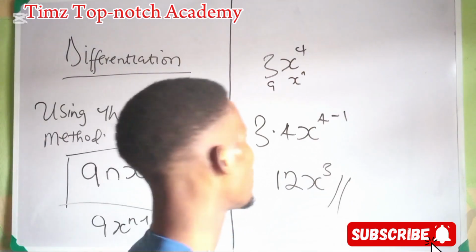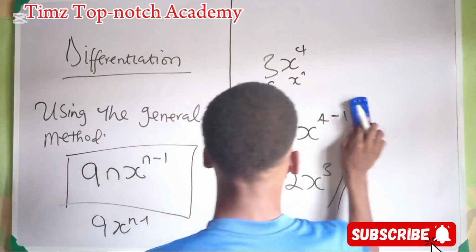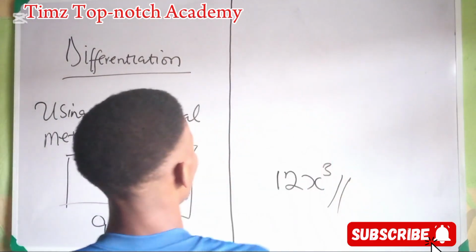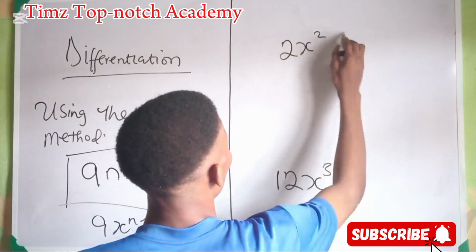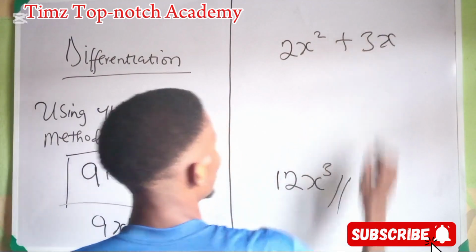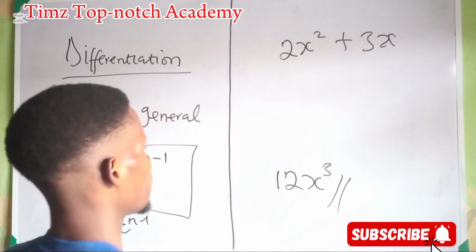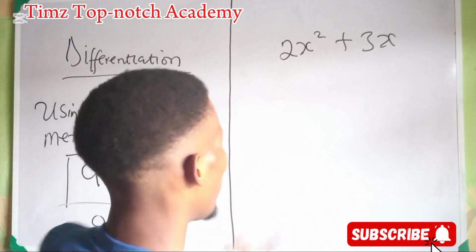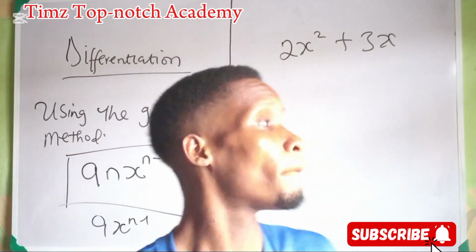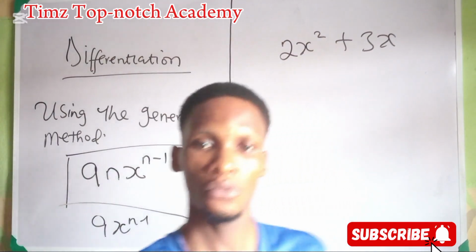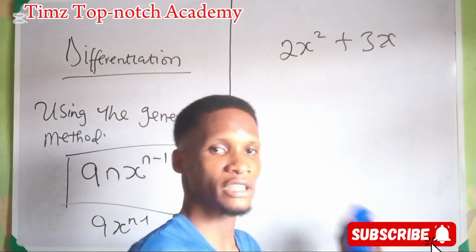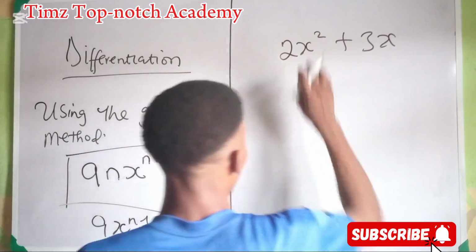So what if we are given 2s squared plus 3s? If you are given something like this, someone will say, how do I go about this? Because there is already an addition sign in between them. No, you apply the same method for each of them while solving. So let's look at it now.